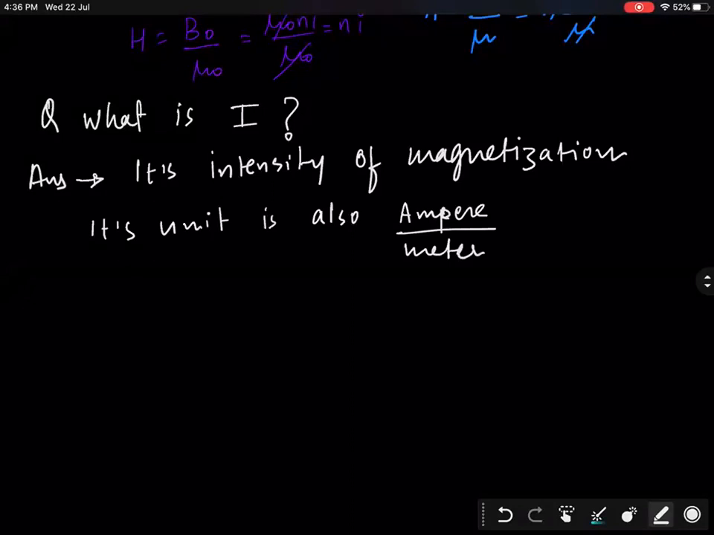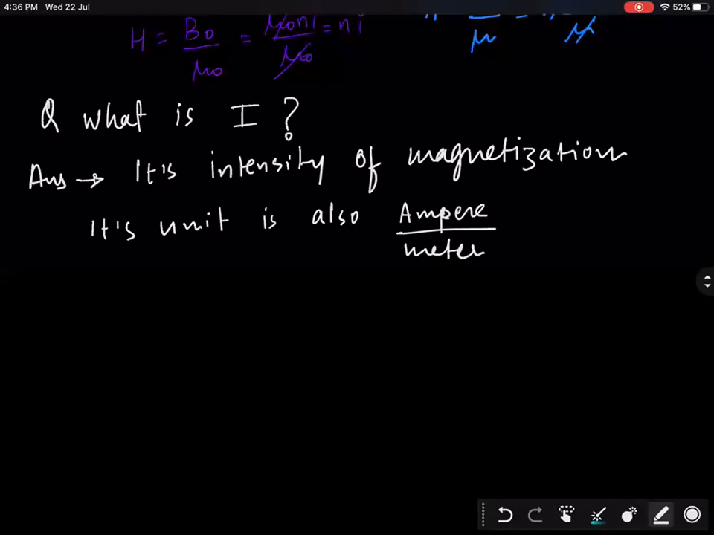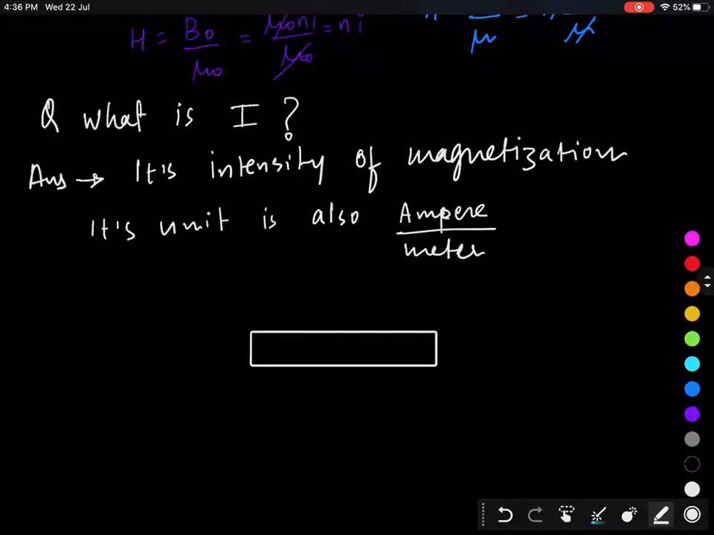It is intensity of magnetization and its unit is also ampere per meter. There is no problem, right? Now let's try to understand what it actually is. Suppose this is a ferromagnetic material, and I will create a magnetic field around it with the help of a solenoid.